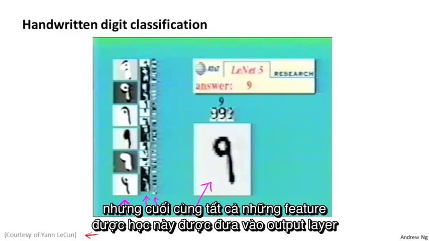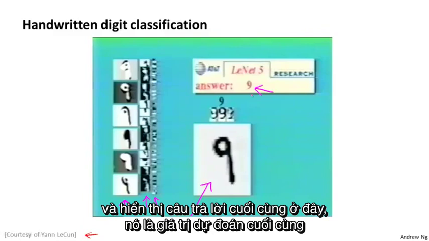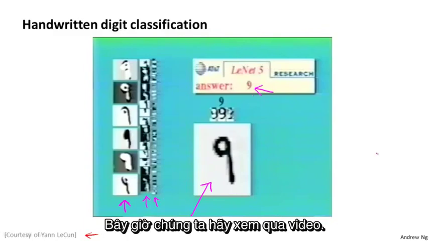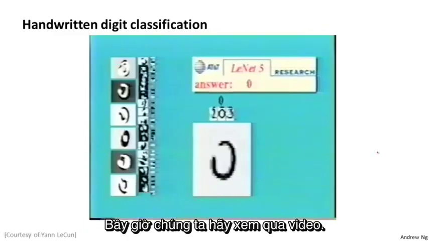But then finally, all of these learned features get fed to the output layer, and shown over here is the final answer. It's the final predicted value for what handwritten digit the neural network thinks is being shown. So let's take a look at the video.